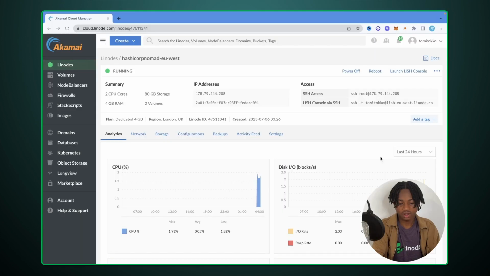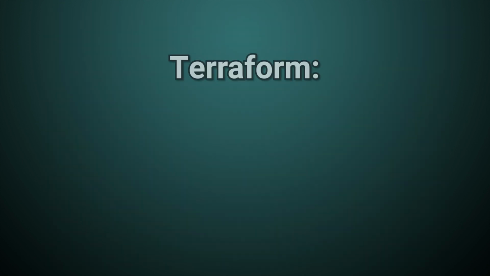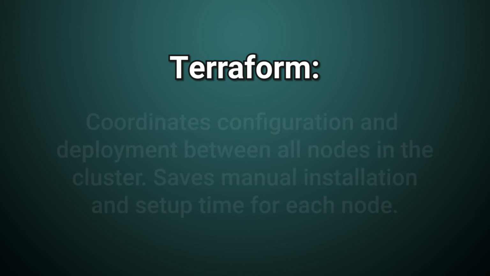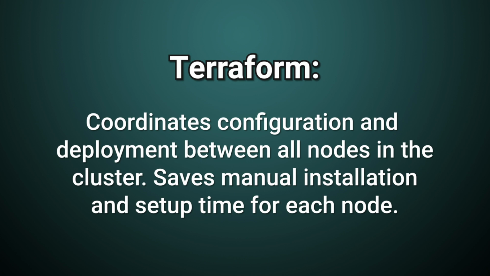Now, what we've done so far has provided a solid foundational understanding of Nomad. We're basically going to be deploying a complete Nomad cluster using Terraform for provisioning and Consul for networking. Let me show you how to do this. Terraform is another tool by HashiCorp, and it's very good for this because it coordinates configuration and deployment between all nodes in a cluster. This saves manual installation and setup time for each node. That's why we want to use Terraform.